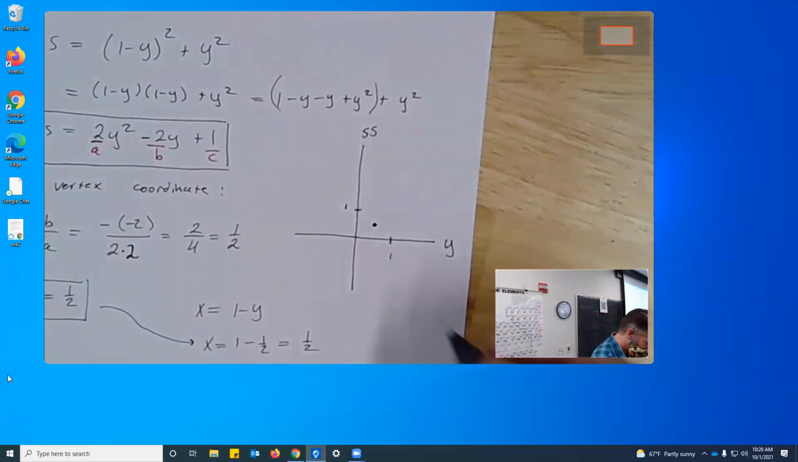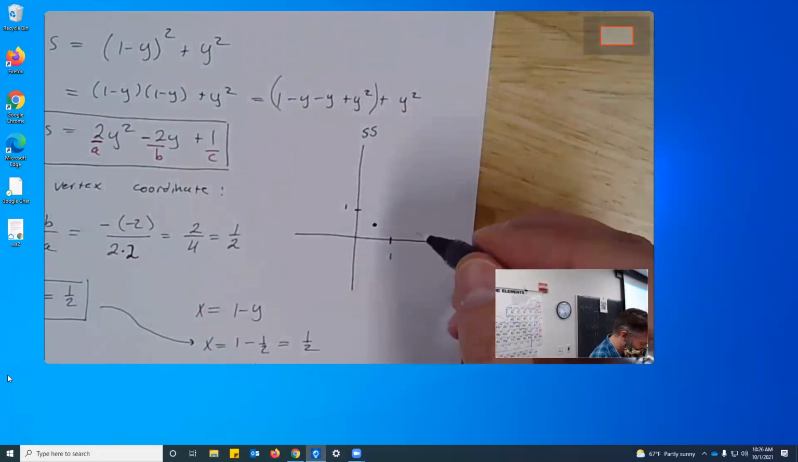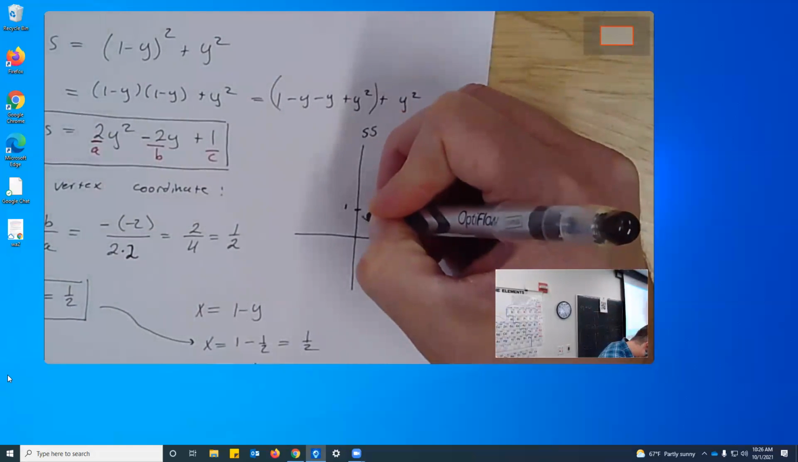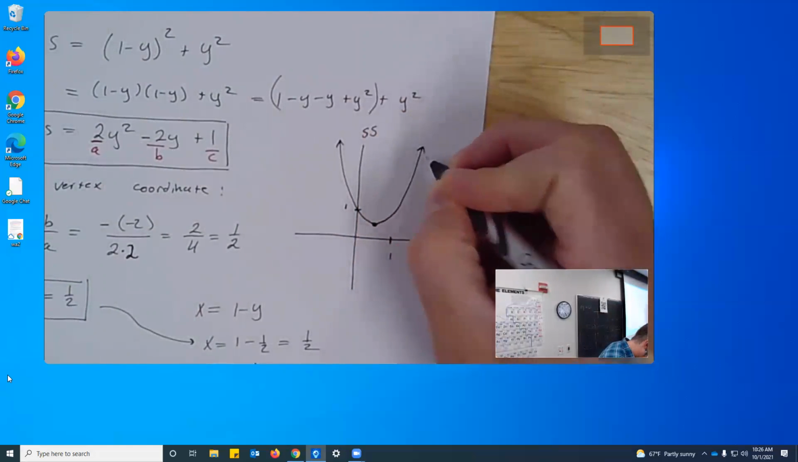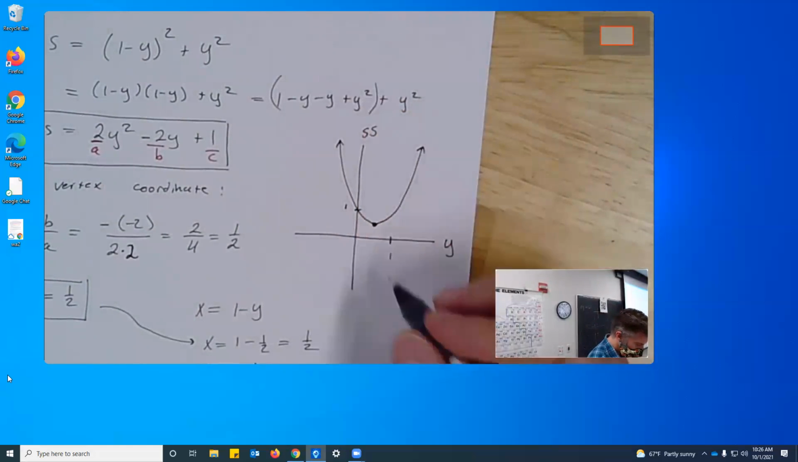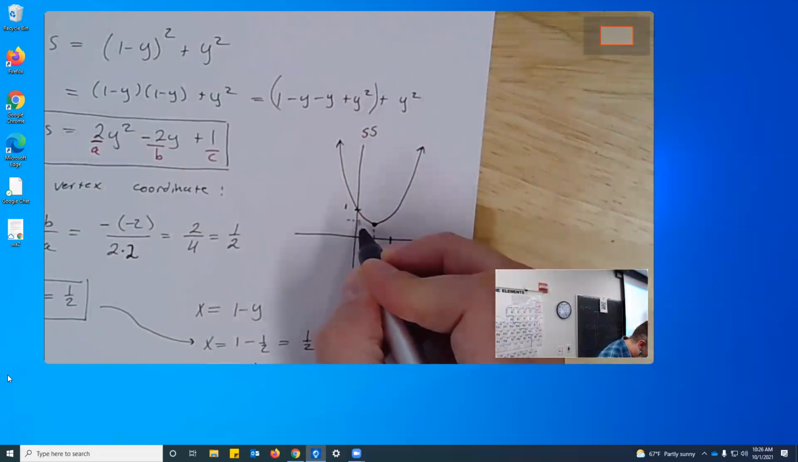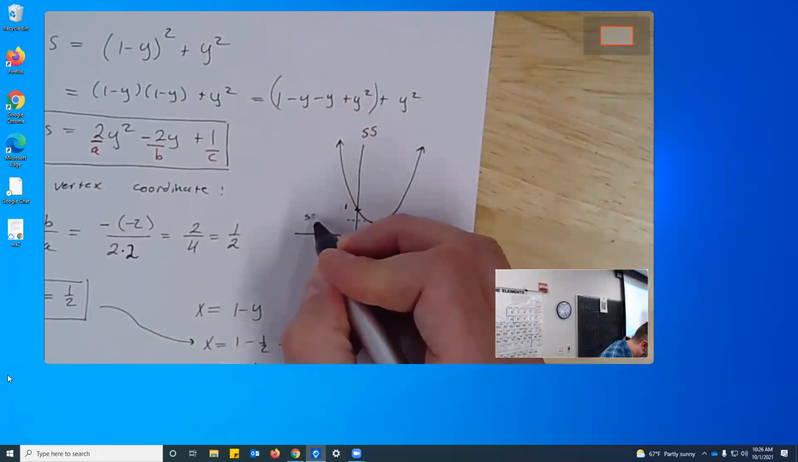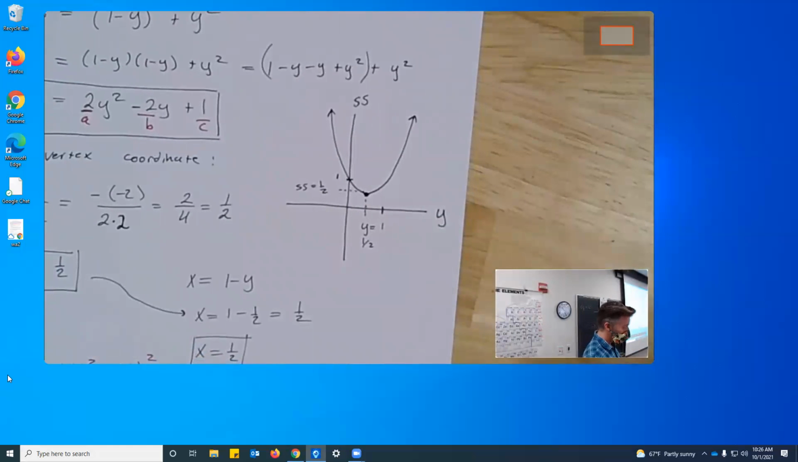It opens upwards. So what we're saying is when you get a y value of 1/2, you get a minimum sum of squares value, which also happens to be 1/2. And if y was anything larger or smaller, the sum of squares would be bigger.